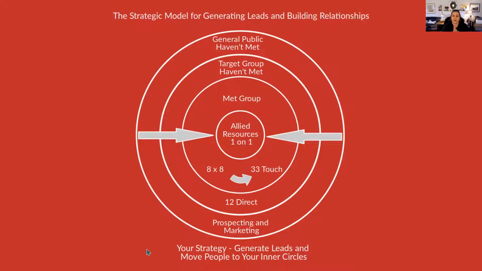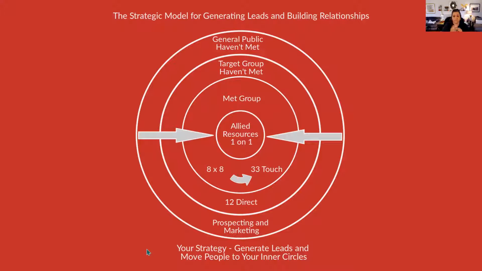So let's move outwards. So from our allied resources, those are our one-on-one cheerleaders. They will tell everybody that their friend, their family member, their wife, their spouse, their partner is in real estate. So you want to get as many allied resources on your side as possible. Those people that are just going to shout your name from the rooftop as soon as they hear the word real estate or anything related to real estate, your name is going to come out of their mouth. So we want as many of those around as possible.